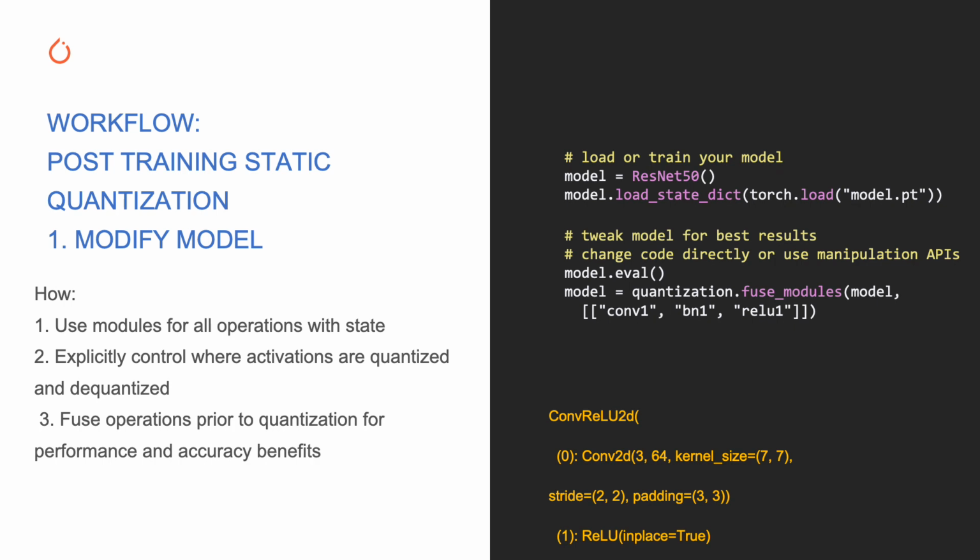And then the other thing you do here is you can go in and choose where you want to convert to and from quantized forms. So you can actually choose to quantize only a subset of the whole neural network, and you can do that by doing some minor tweaks to the model at this stage in the process.